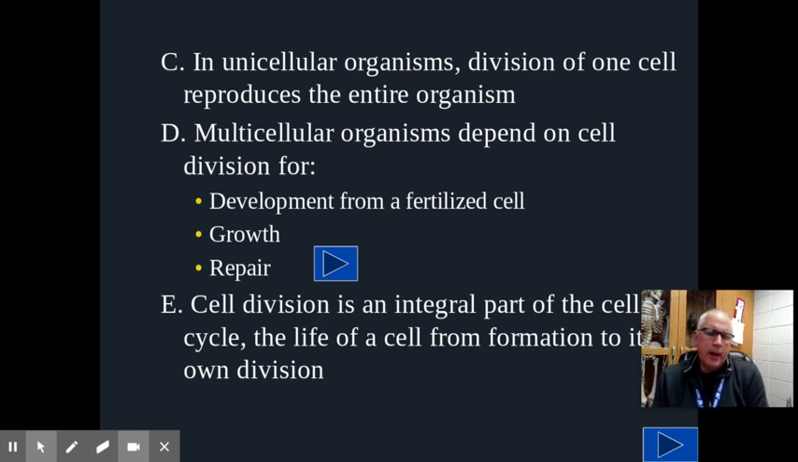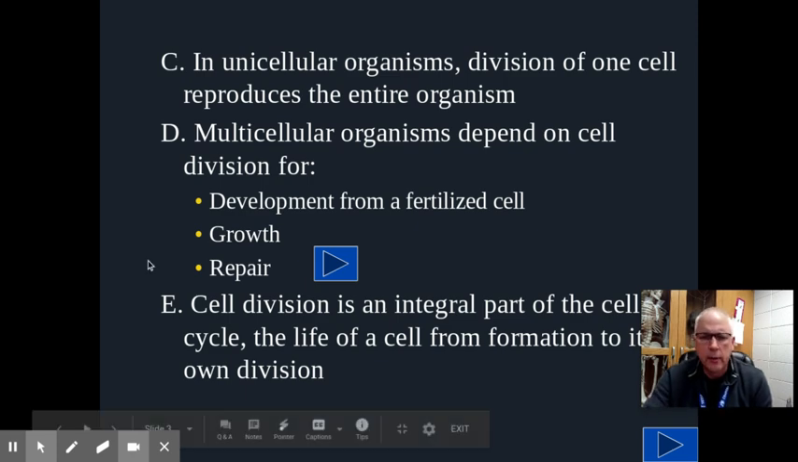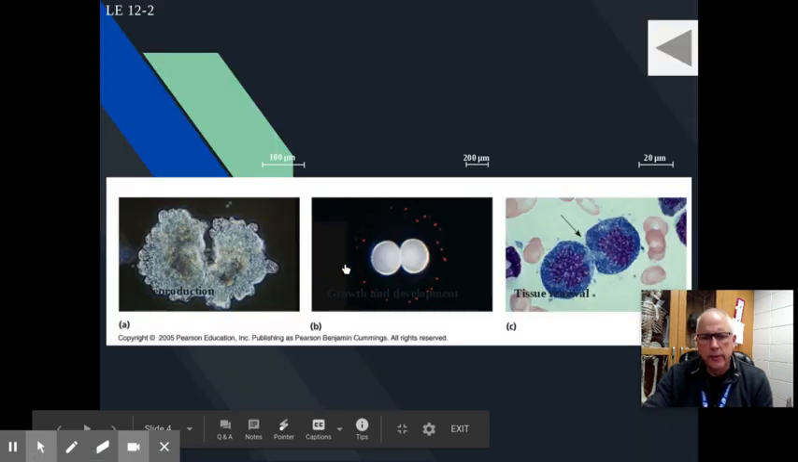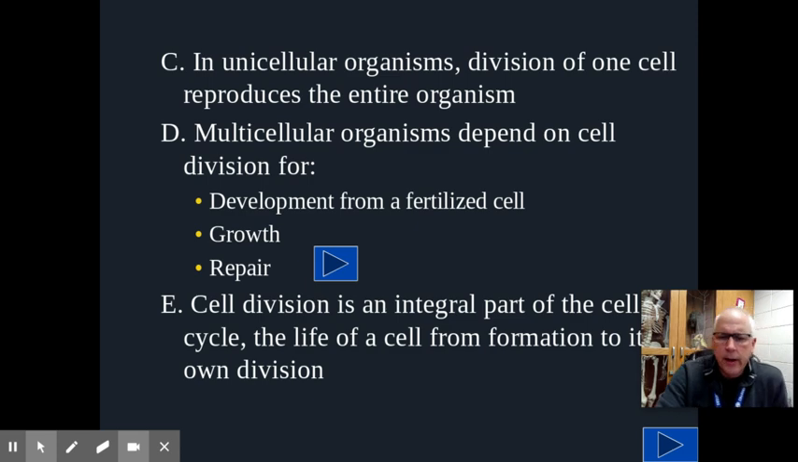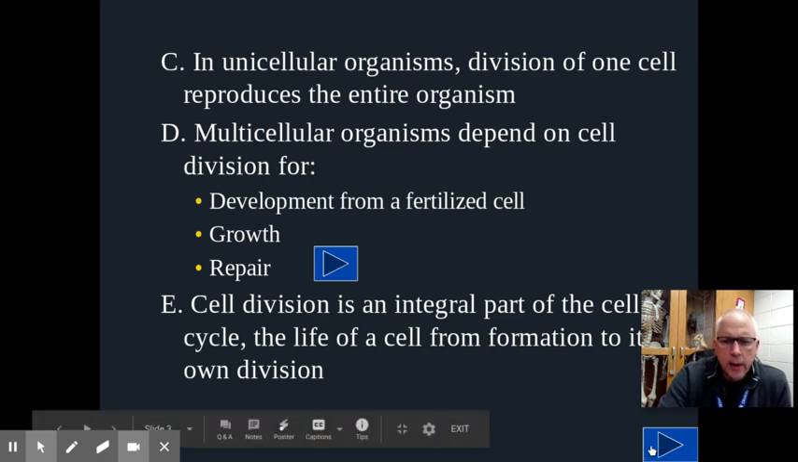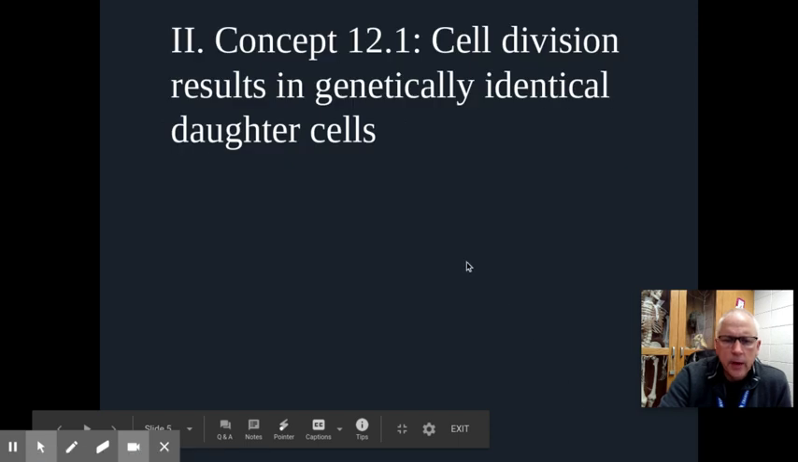For us, it has to be a little more complex. We depend upon it for not just growth and repair, but the development of a fertilized egg and for the continuation of life. So we're able to take cells and divide them up and have them do all these things. Blood does its thing, skin does its thing, and so forth. So it is a very integral part of the life process of a cell. You have to be able to reproduce that cell. Now that's a little more complex than it might seem sometimes.